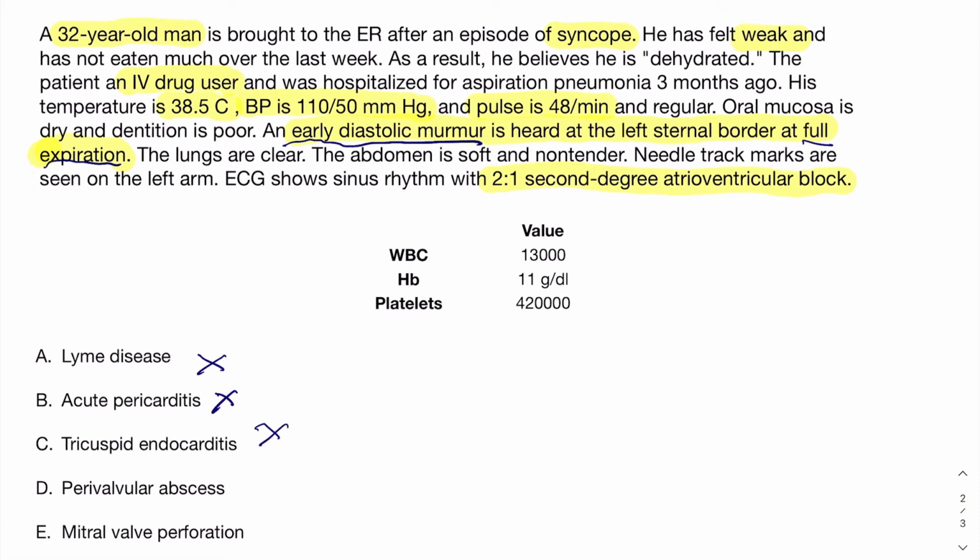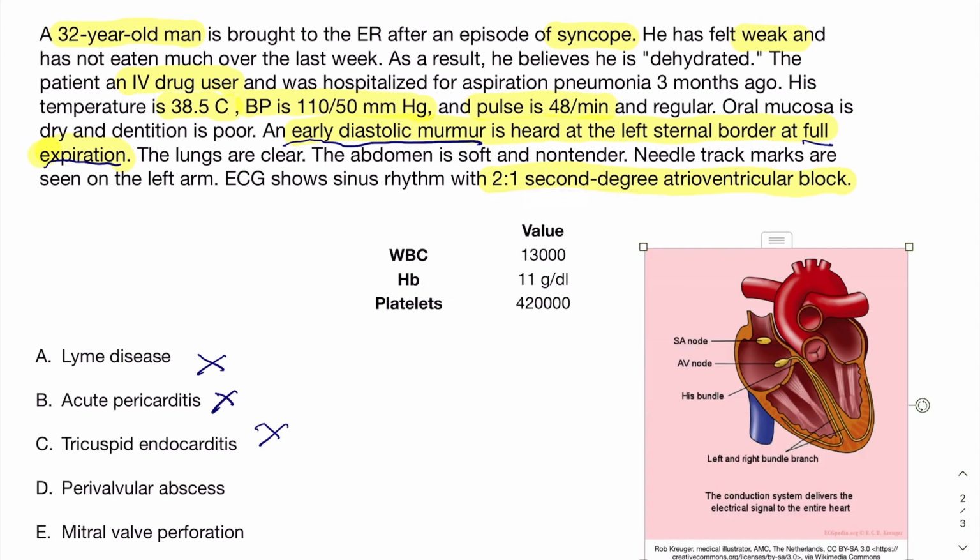Honestly, when I looked at this question stem, I thought, okay, this seems like infective endocarditis of the aortic valve, right? But it's not in the answer choices. And when I saw perivalvular abscess, I thought, okay, they didn't specify which valve. Yeah, that's so true. I ended up picking this one because it could mean that it's the aortic valve. And the thing about the aortic valve, look at this diagram here.